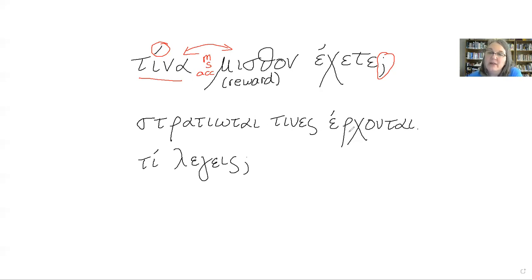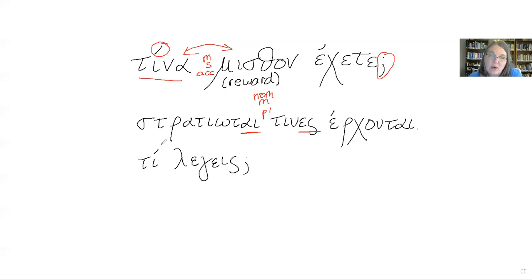Similarly here, we have erkontai, so we need a subject that's nominative plural. Notice that these are both masculine plural nominative, even though they have different endings. Same here, different endings, but they're both masculine singular accusative. And so they go together. So we have certain soldiers are coming. Some soldiers are coming, something like that.